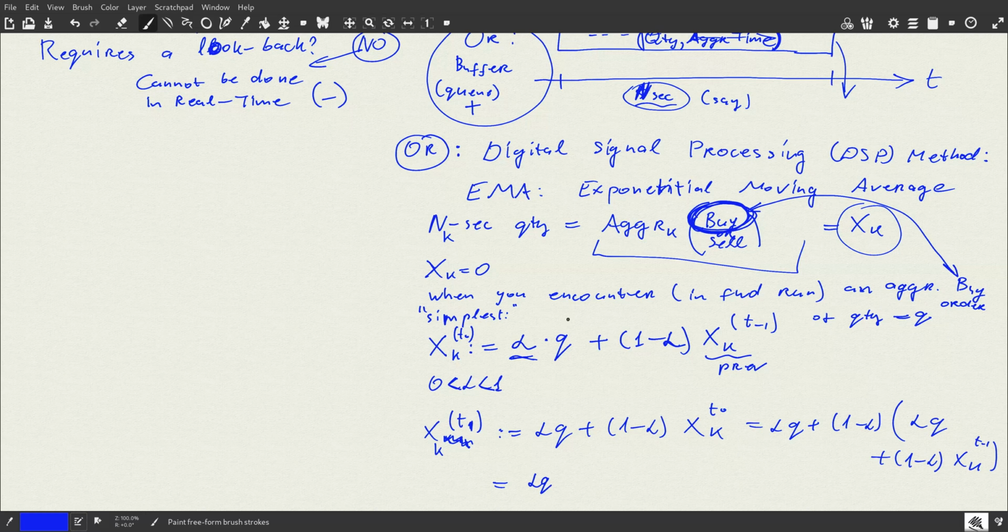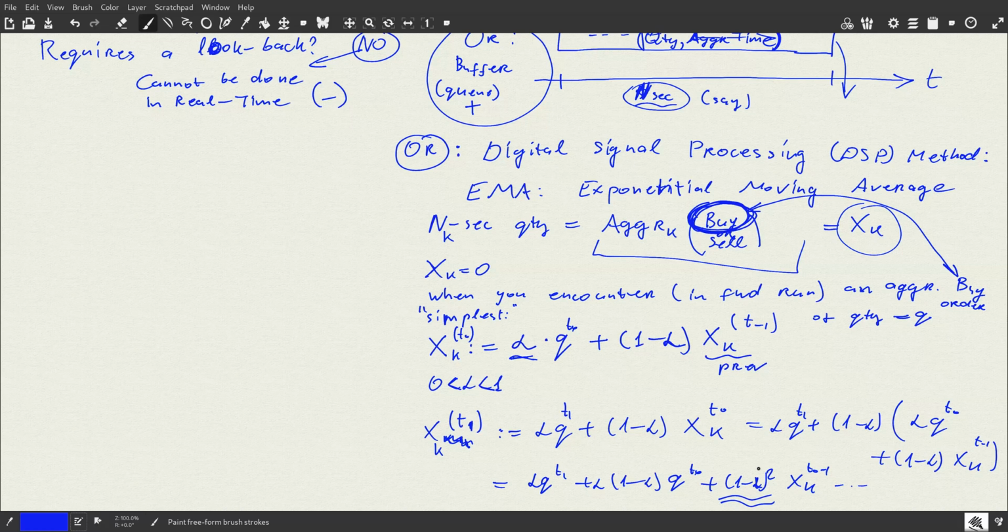So this is q at t0, this is new q at t1. Therefore this is alpha q at t1 plus alpha times 1 minus alpha times q at t0, plus 1 minus alpha squared times the previous value at t0 minus 1, and so on. So the tail, the previous history, is decaying as 1 minus alpha to the power n as you move away from any particular instant of time. The previous values entered are gradually forgotten.